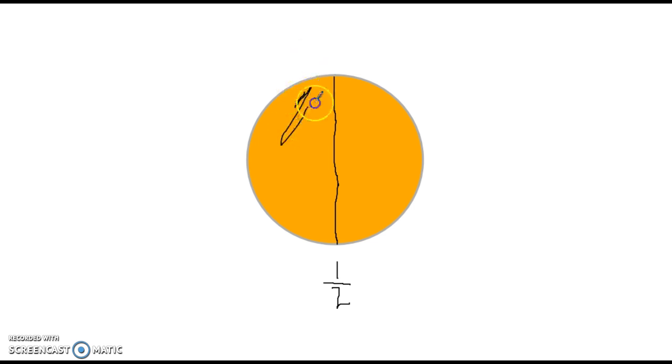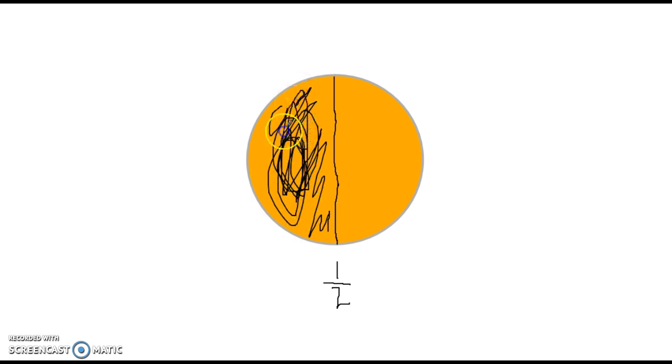divide that, or shade in to show me that that is half that you are shading. You are shading 1/2. So it needs to be divided in 2, but we use the word half.